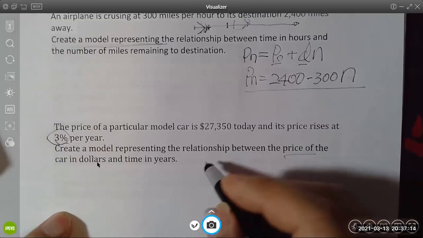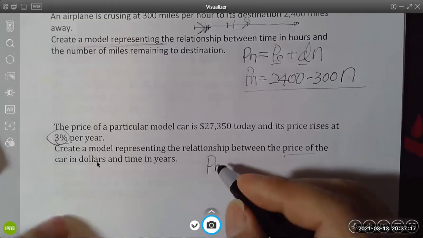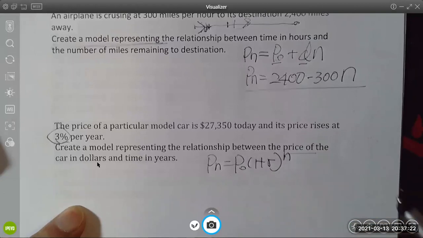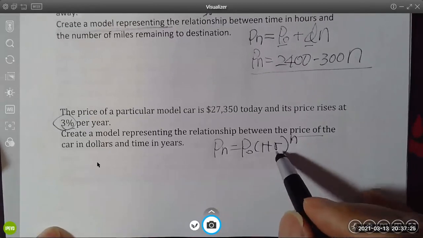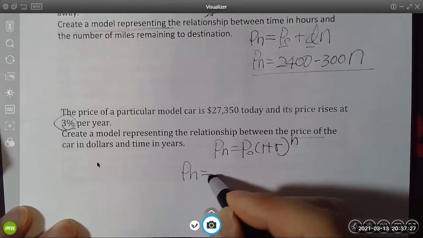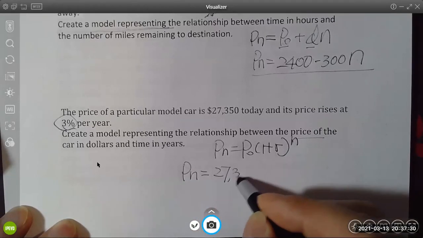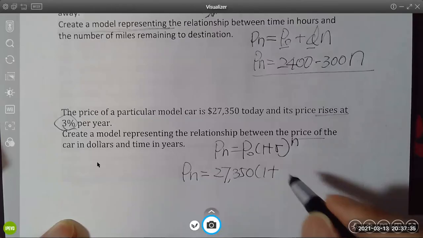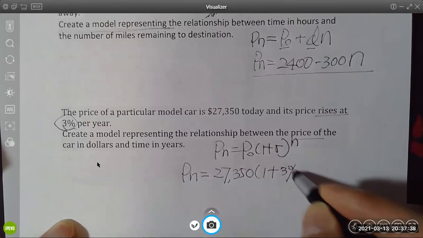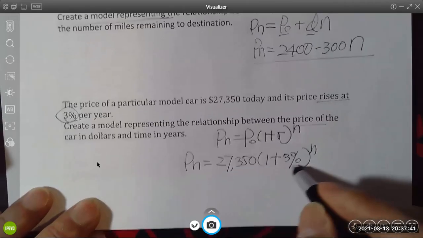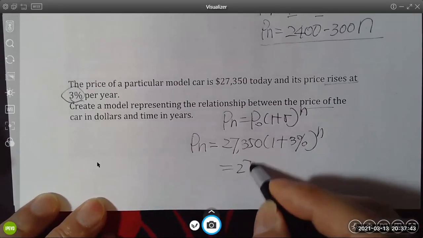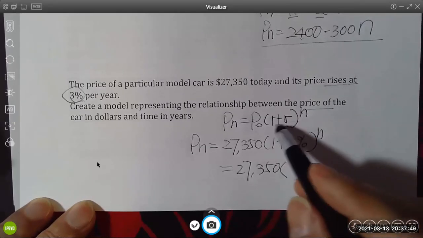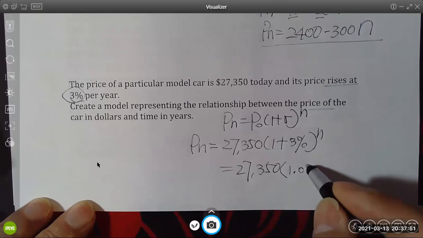Okay, so the general form of the exponential model is Pn equals P0 times (1 plus R) to the power of n. All we need is to determine the initial value and growth rate. So the initial value is apparently 27,350. For 1 plus R, since it rises, it's positive; over time it will increase 3%, to the power of n. And put this together, because these two can be added together. It's 27,350 times 1.03 to the power of n. Usually your homework requires you to put them together, even though our original formula has two parts.